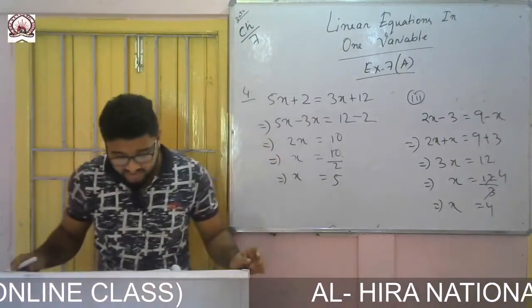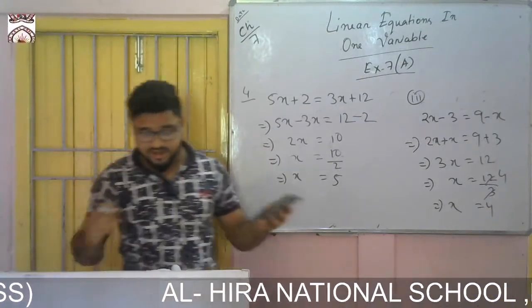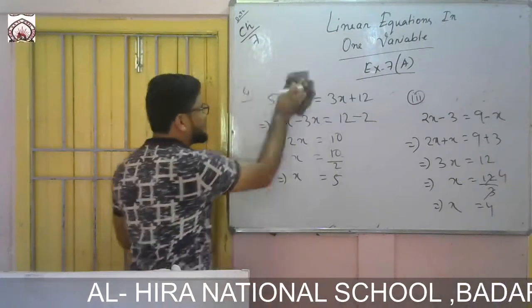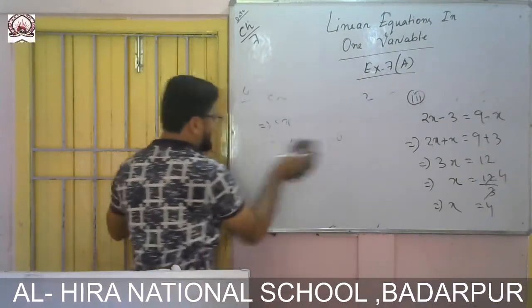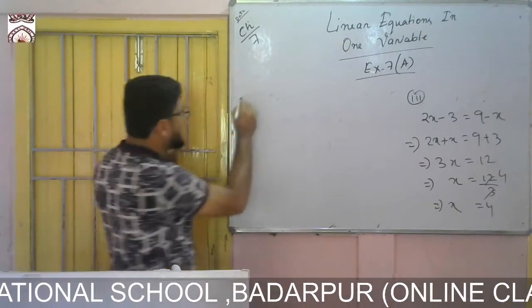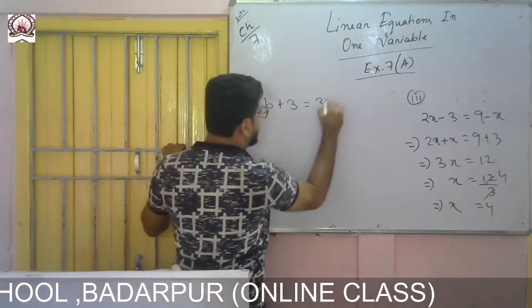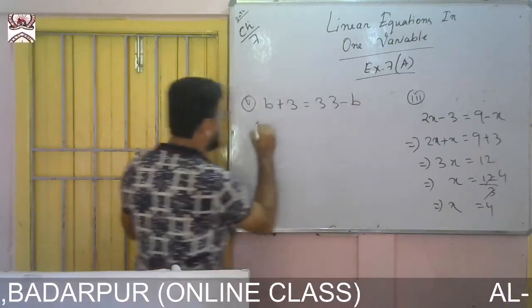Okay. Now come to question number 5. B plus 3 equals 33 minus B.